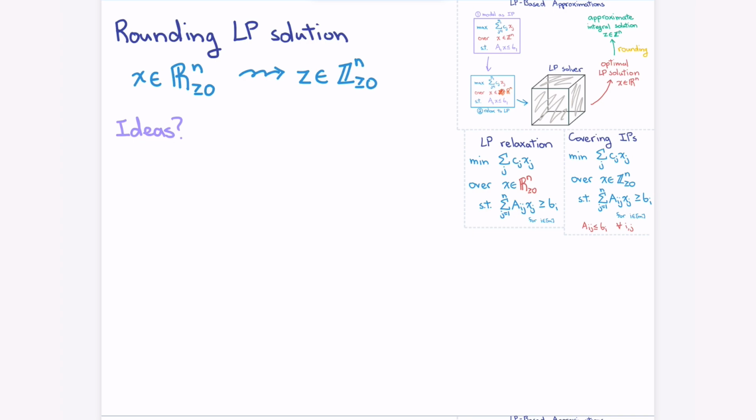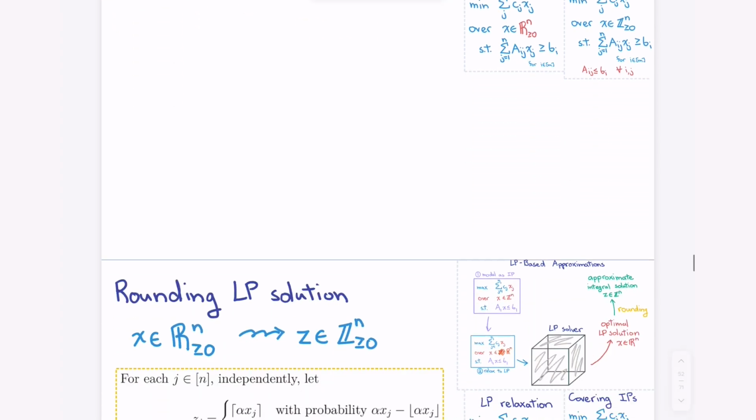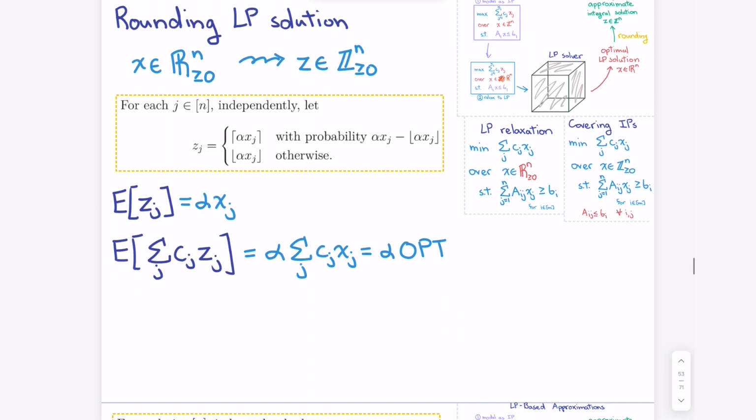Let's try the same thing. We'll scale it up by a factor of alpha, pay that in opt, but now we want to argue that we satisfy all the constraints. So I'm just focusing really on that analysis.